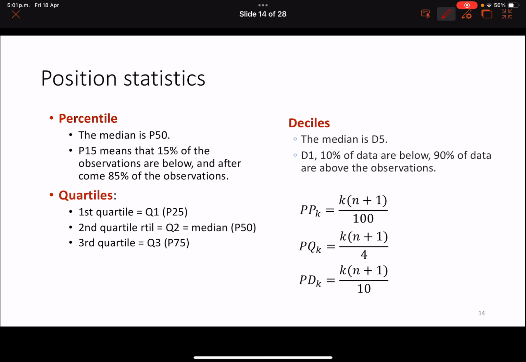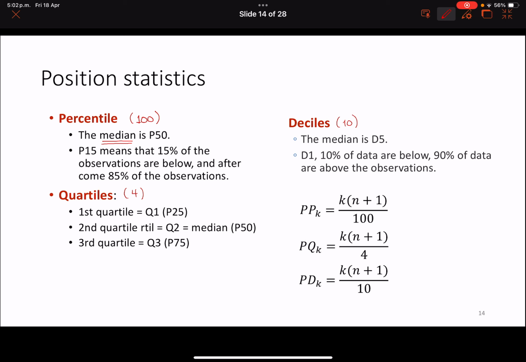So we have percentiles, quartiles, and deciles. And that is what its name says. A percentile divides the population in 100, a quartile divides the population in 4, and a decile divides the population in 10. So for example, in the percentile, the median, of course, because it's the midpoint, is also percentile 50. So percentile 15 means that 15% of the observations are below, and after comes 85% of the observations.